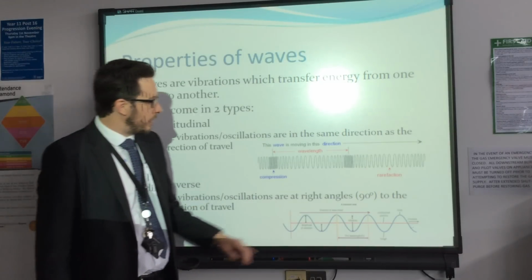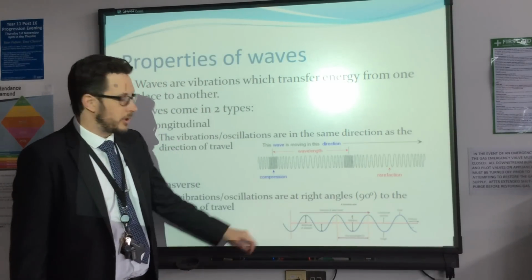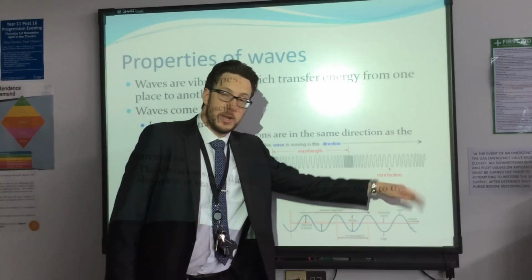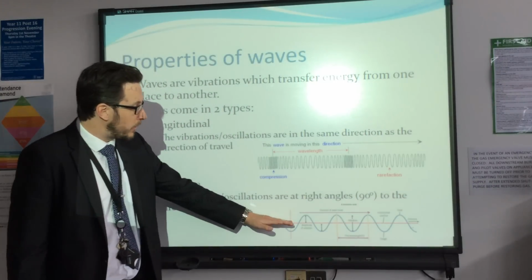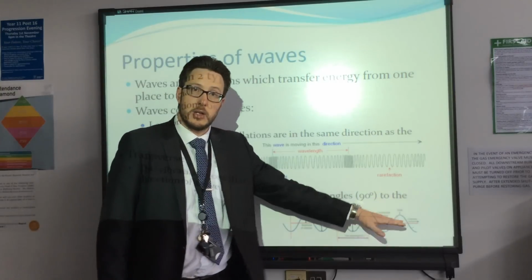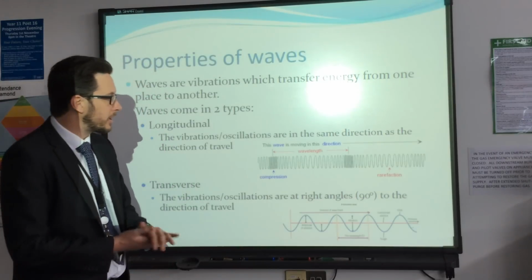A transverse wave is one where the wave is travelling in this direction and the oscillations or vibrations are at 90 degrees, i.e. up and down to the direction of transfer. So as the wave moves that way, the vibrations are up and down. So at 90 degrees, perpendicular or at right angles to the direction of transfer.